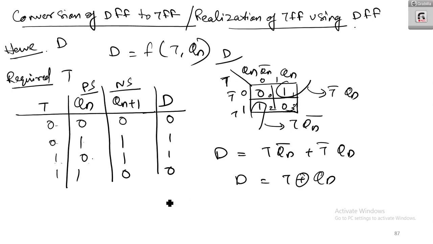So if you are drawing the figure, it will be like this. You are having a D flip-flop. Input is T. There is a clock there, a clock for the D flip-flop. There is Qn bar. What is D? T XOR Qn. So I am having an XOR gate here. Qn is being XORed.